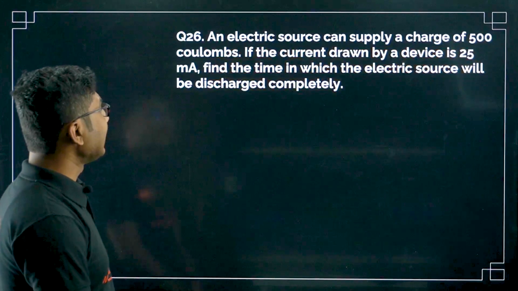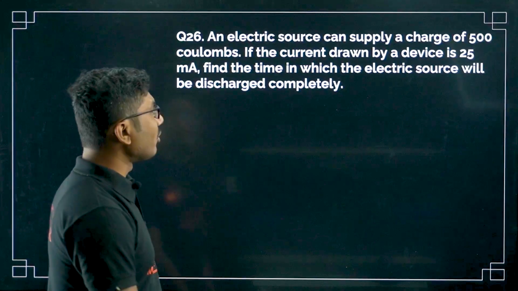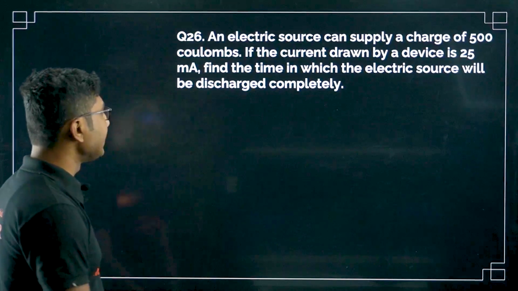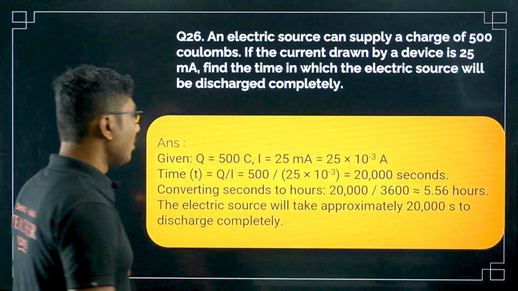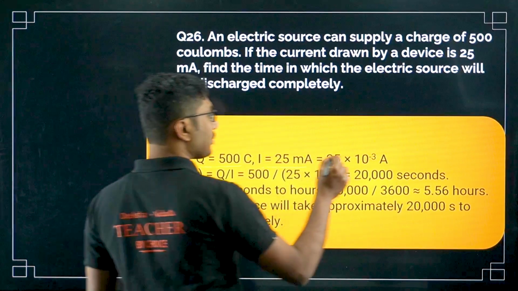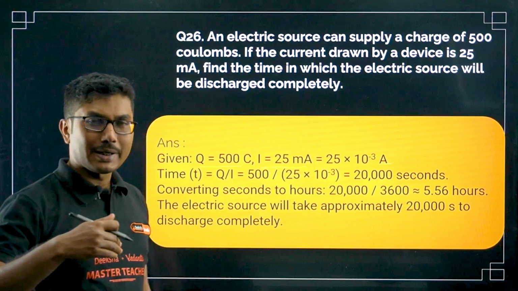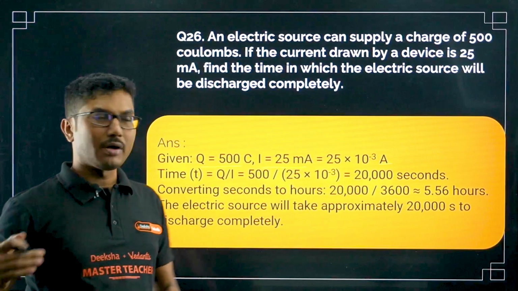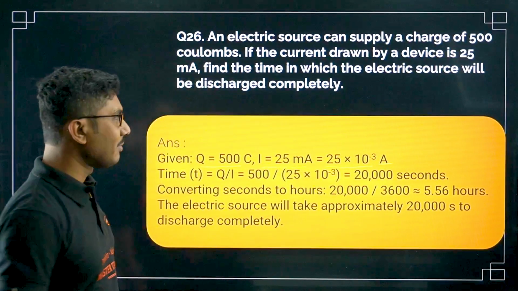Now let's see. An electric source can supply a charge of 500 coulombs. If the current drawn by the device is 25 milliampere, find the time in which the electric source will be discharged completely. Let's see the answer. Given is 500 coulomb, and the current is given as 25 milliampere. Milliampere is not a standard unit, so you have to convert it into ampere. Milli represents 10 to the power of minus 3, just like millimeter to meter. So milliampere to ampere is 25 into 10 to the power of minus 3 ampere.